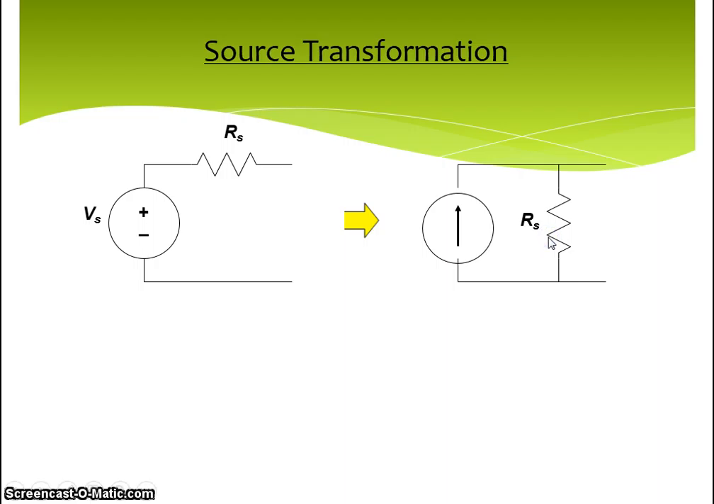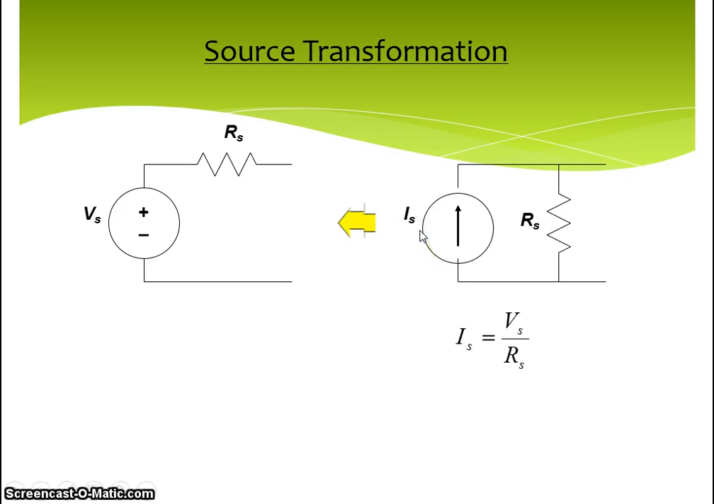Now, another point is, what about the value of the new current source? It is obtained by the simple Ohm's law, Vs over Rs. Whatever the original voltage source value was, that voltage source divided by the resistance value will give you the current, and that current will be the value of the new current source.